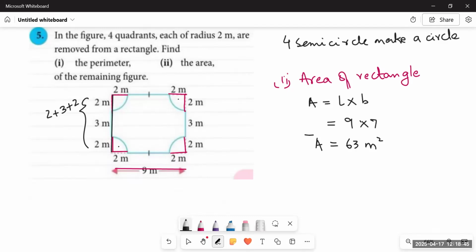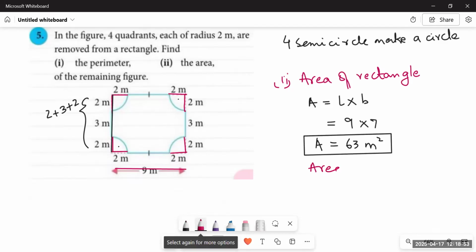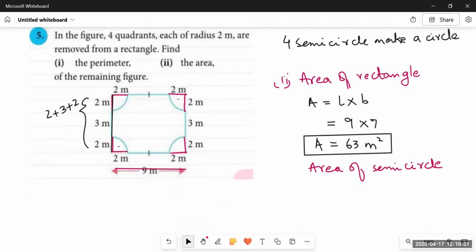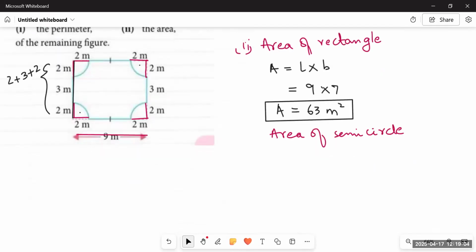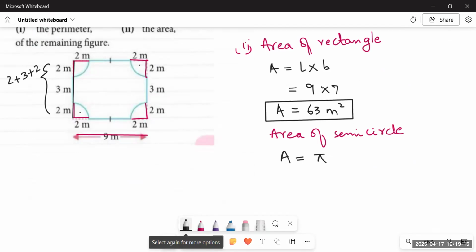But since a whole circle has been removed from this rectangle, next we have to find out the area of a semicircle. Why am I doing it? Because we are not provided with a complete circle. Still, you can find the area of a complete circle and your answer would be absolutely correct. Let me show you how. If you have to find out the area of a semicircle, what have we learned? That area of a semicircle is equal to pi r square upon 4. And after finding the area of one semicircle, we have to ultimately multiply it by 4.